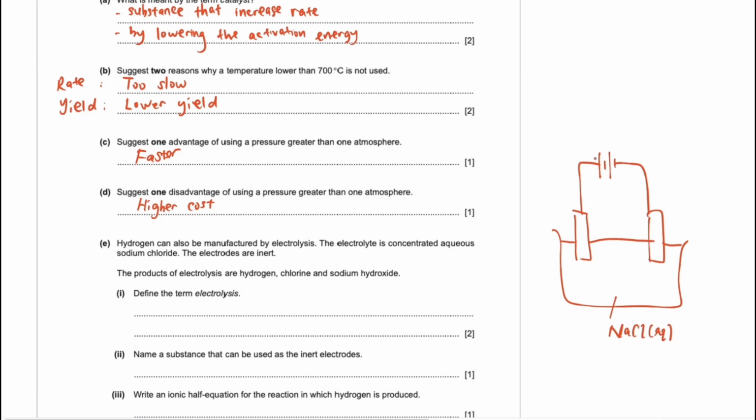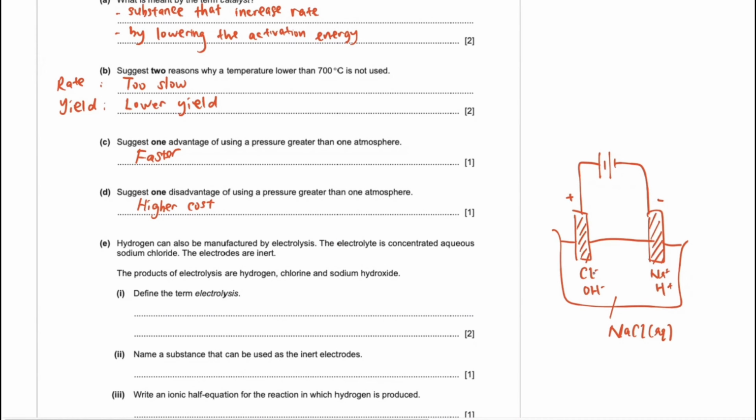So what comes here, you know, this is positive, this is negative. What comes to this inner electrode is the negative ions, Cl minus, OH minus, Na plus, H plus. The H plus and OH minus are from water. Now for the concentrated case, which ion is going to be chosen to form products? You have to remember that. Chloride or hydroxide? You have to know.